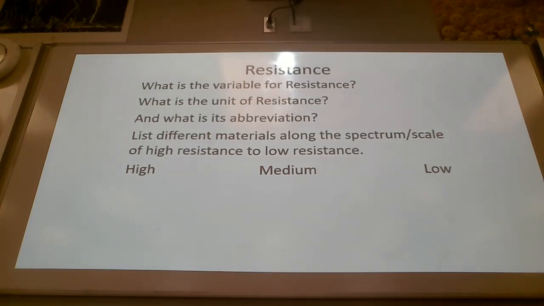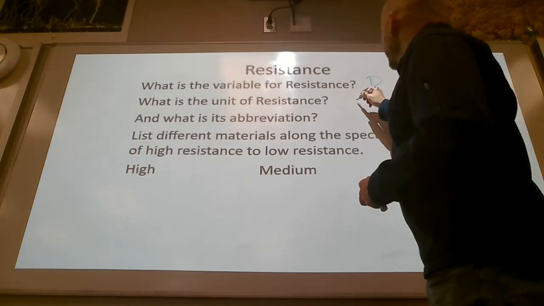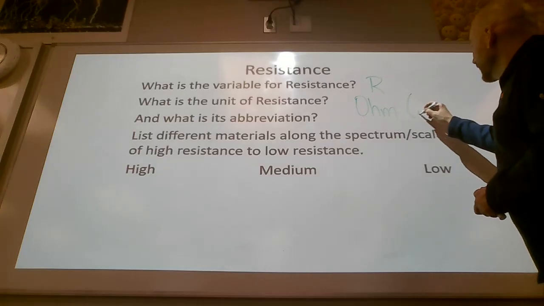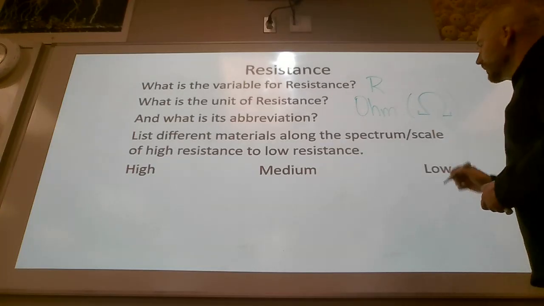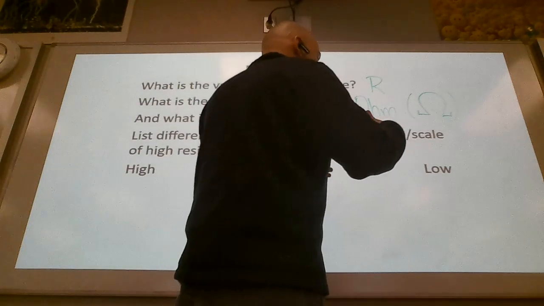The third player is resistance. Resistance has a capital R. The unit of resistance is an ohm. This one's fun. The abbreviation is a capital omega. That's going to take a little bit of practice to write. Resistance has to do with insulators and conductors. It's not like an insulator bucket and a conductor bucket.